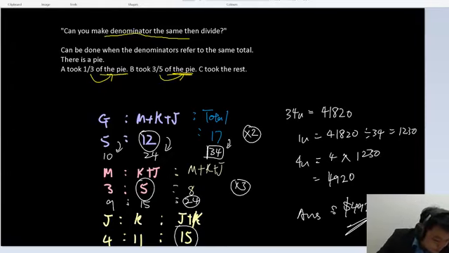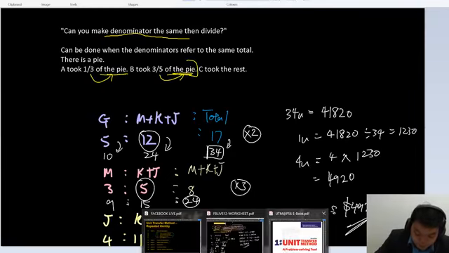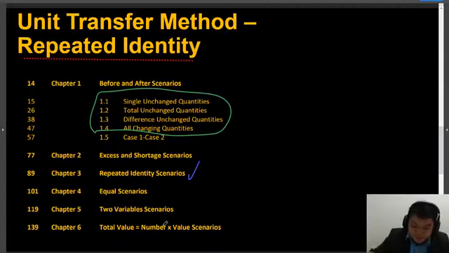I think there's a lot of confusion over the fractions. But just be very clear that the denominator refers to the total number of blocks the item can be cut into. And in this case, the item is the pie. Okay? So with that, I hope you've enjoyed this lesson.